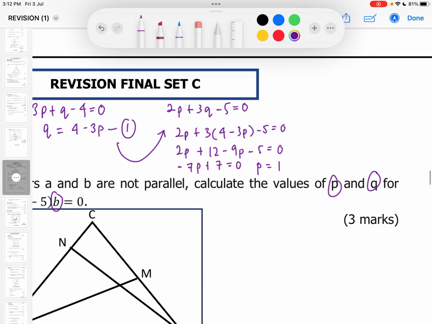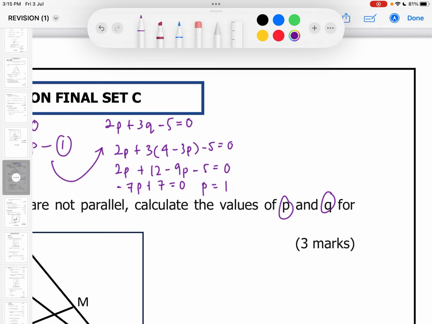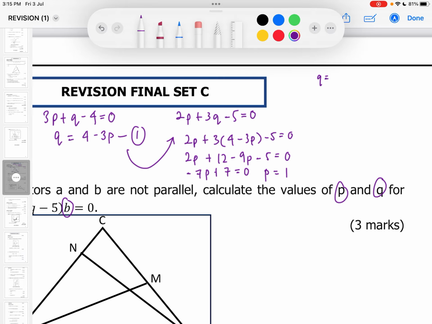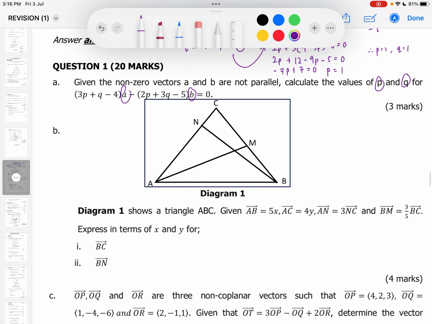Okay, now we already have p, let's find q. Let's substitute into q from equation 1. So q equals 4 minus 3 times 1. Okay, p equals 1, q also equals 1. So let's move on to b.